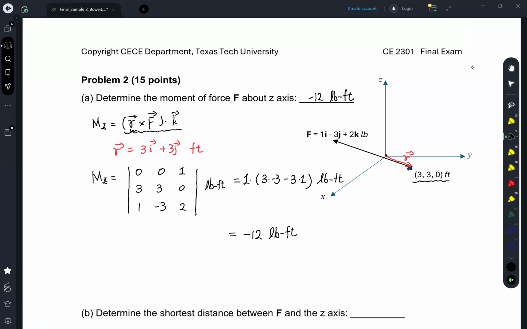By saying negative 12, we mean that it is rotating about z clockwise if you are looking from the positive side of z.